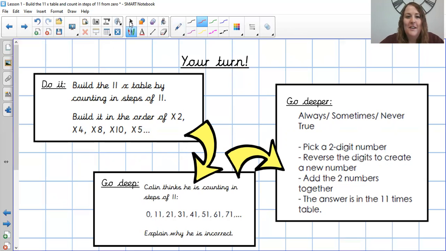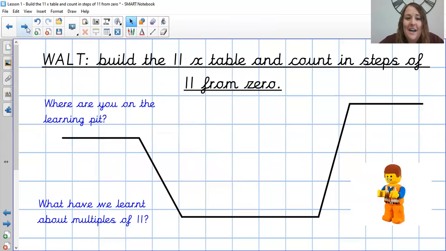Okay, huge well done for that today. I can't wait to see lots of you sending that in. Just have a think about where you are on the learning pit to end our lesson for today. How did you find building the 11 times table? Hopefully it wasn't as scary as the first time we were building tables back last year, but you'll be able to explain where you are on the learning pit and how you found that today.